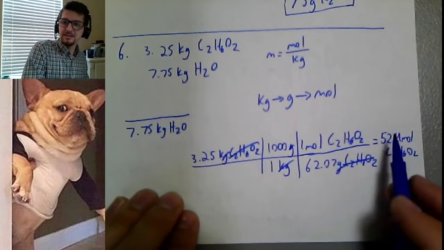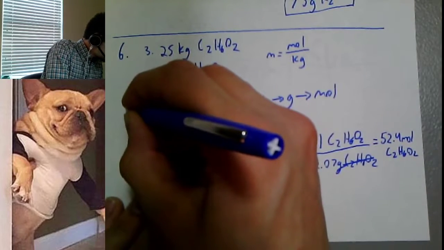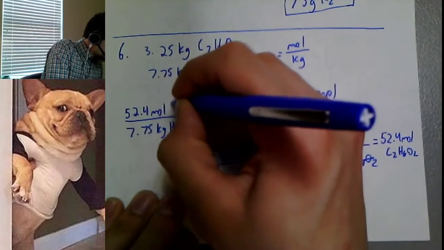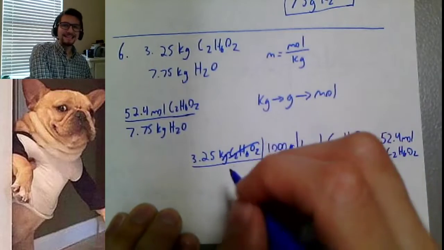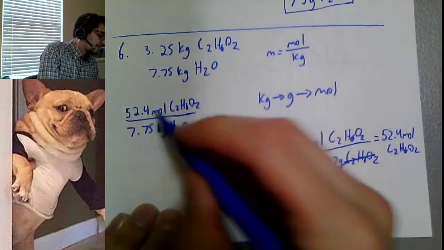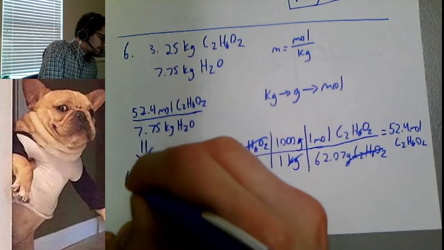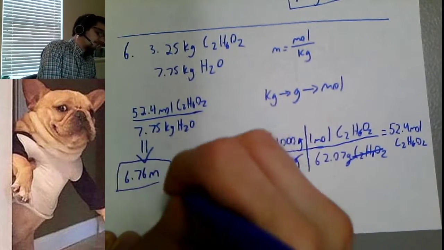And guess what? Now I'm in moles, so I can put that number in here. 52.4 moles of C2H6O2, and I'm looking for the molality. So if I just do this division, I end up with 6.76 molal. And that's my answer.